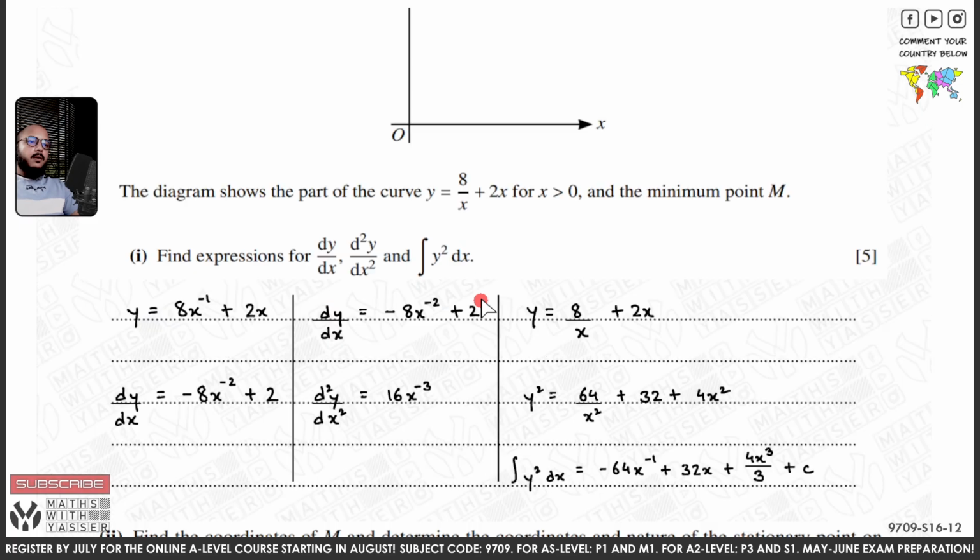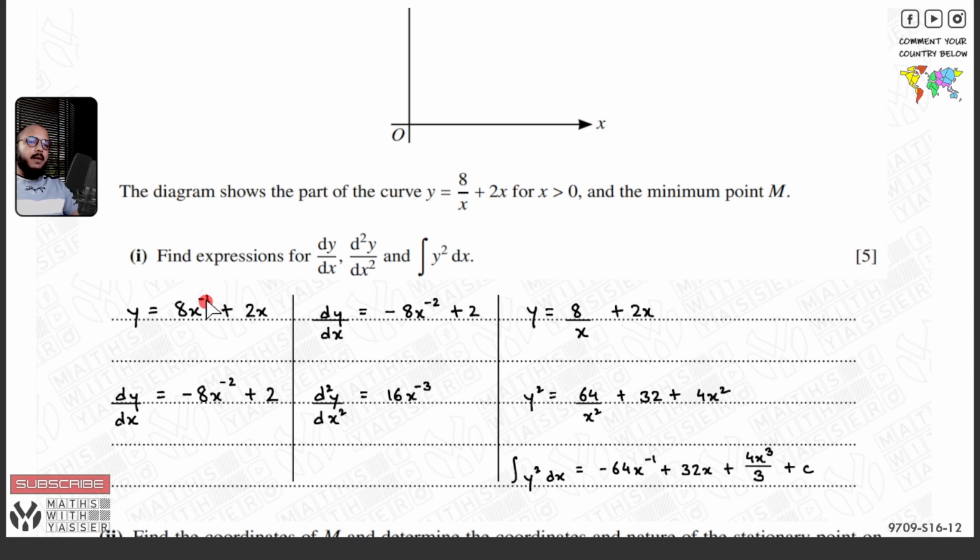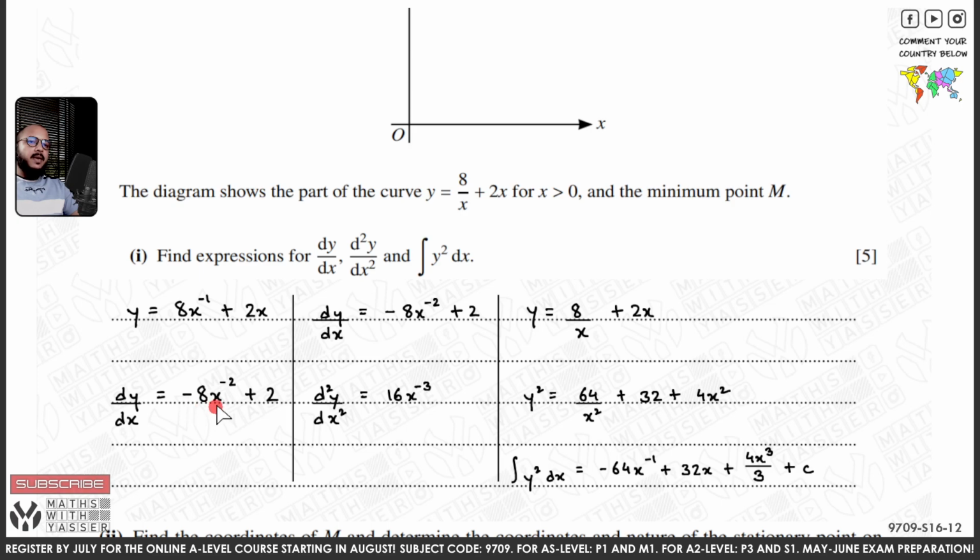So let's first find this. We can write this equation as y equals 8x to the power minus 1 plus 2x. Differentiating this, it will be minus 1 times 8, which is negative 8, so minus 8 times x to the power negative 2, and 2x will become just 2. Now for the second derivative, we need to differentiate this equation again. So negative 2 times negative 8 is positive 16. Negative 2 minus 1 is negative 3. So 16x to the power negative 3, and this will become 0.